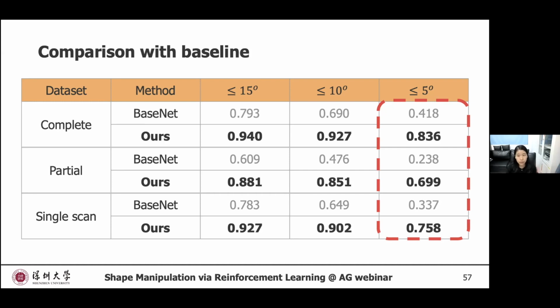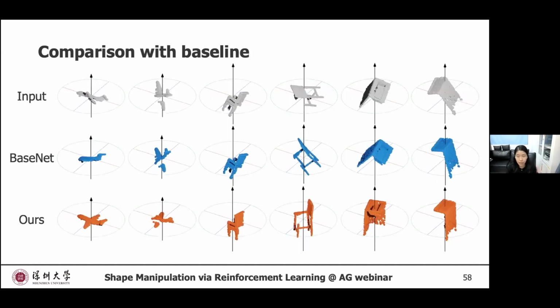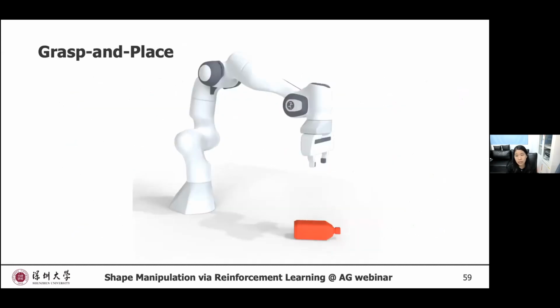Here are some visual comparisons between our model and BaseNet. We can see that even for partial input with a large missing part, our method can still successfully rotate it into its upright orientation. Now with the upright direction obtained by our method, let's get back to the grasp and place task.